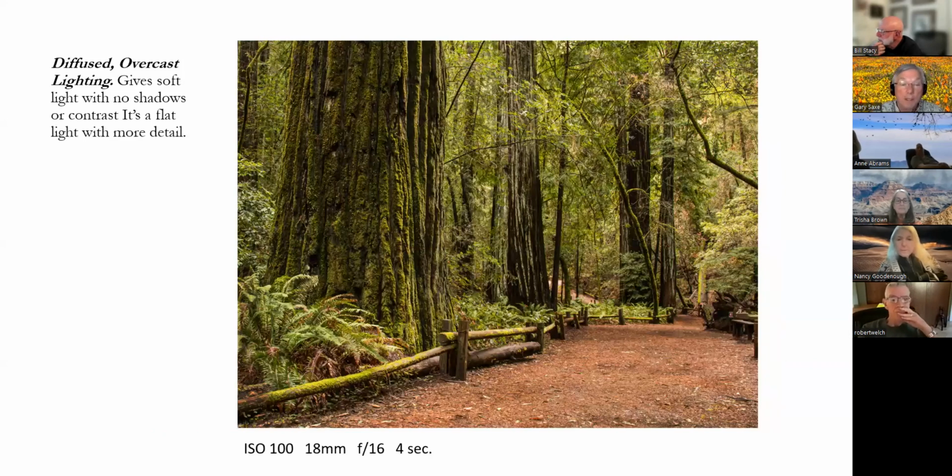You probably recognize this place. Diffused overcast lighting gives soft light with no shadows or contrast. It's a flat light with more detail. Okay, and then of course we have our nice little pathway leading up into the forest. I love the big tree with the trails.